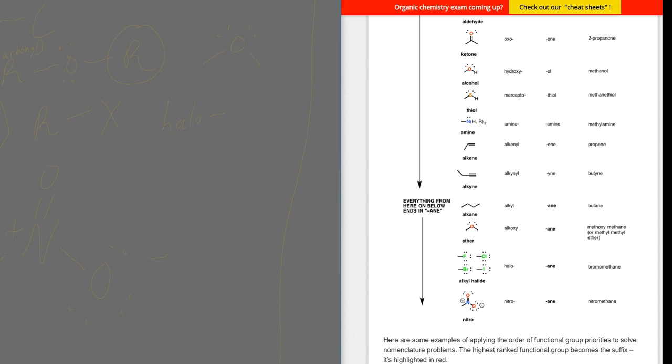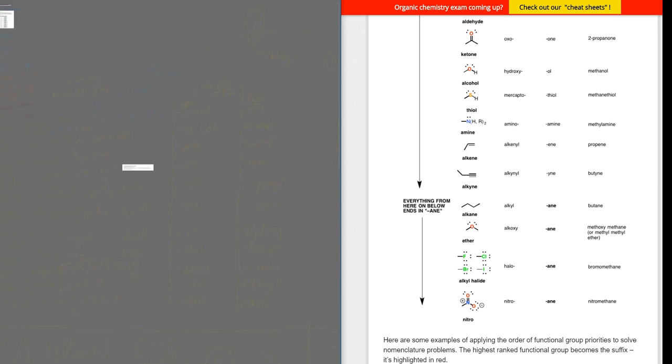But so they use bromomethane, which is basically CH3Br. Okay, nitromethane would be this nitrogen. This R group would be methyl group. Nitro. Okay.